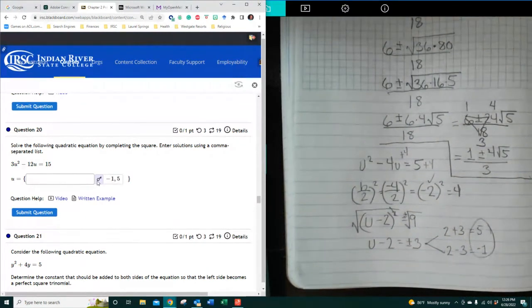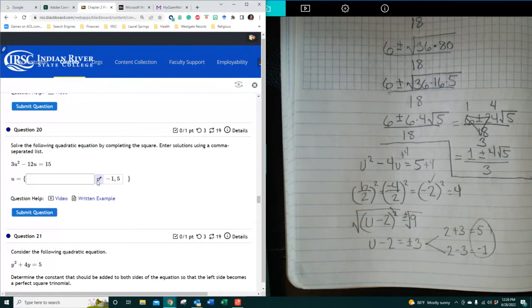Now, some of you probably would have thought to yourself, why didn't I just factor that by other strategies? And the answer is, I agree. But it asked us to complete the square, so I did.